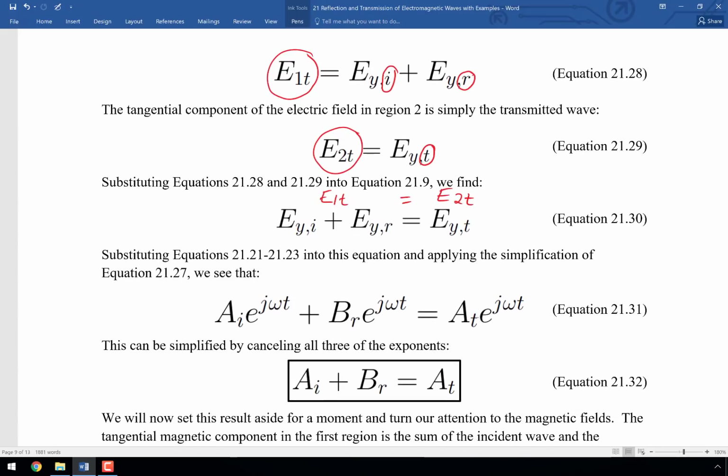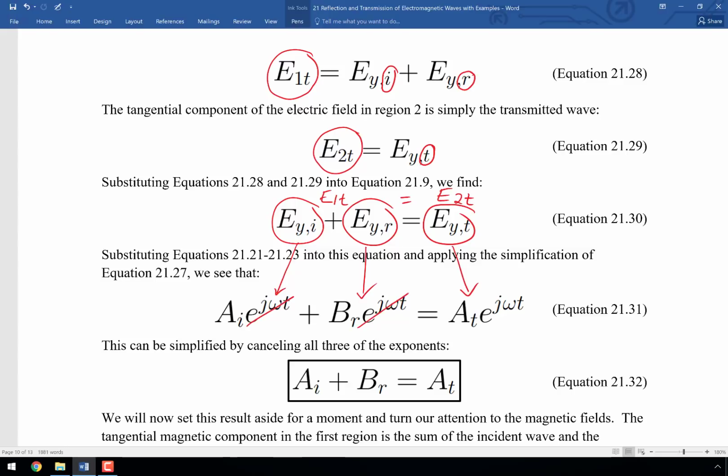So now we have a relationship between the incident, the reflected, and the transmitted waves in the electric field. I'm going to plug in the things that I know for those 3 waves. So e sub yi becomes this one, e sub yr becomes this one, and e sub yt becomes this one.